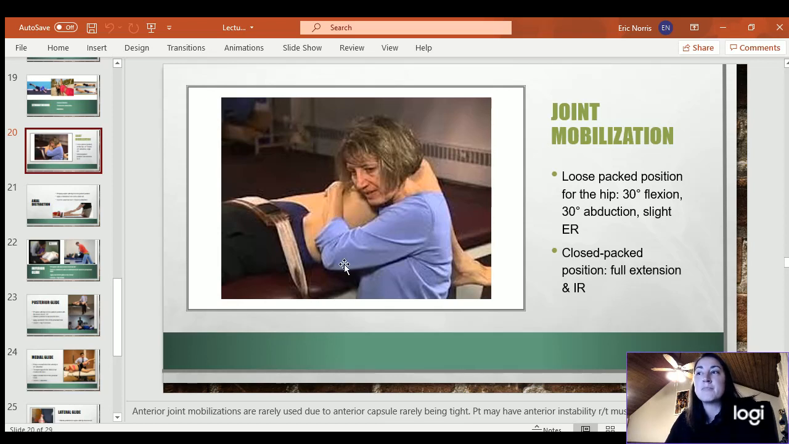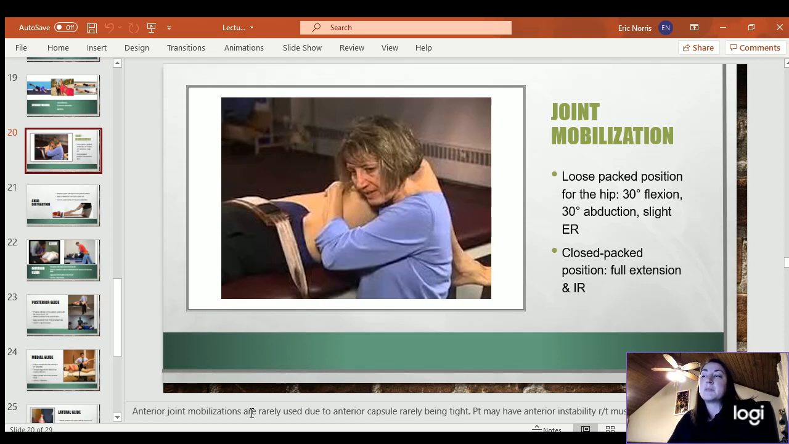We typically start out in the loose pack and then we'll go towards whichever movement we're trying to increase. So if it's flexion, we would go into more of a flexed position. If it's abduction, we go into more abduction from there as we progress the joint mobilization. We typically do not use an anterior joint mobilization.